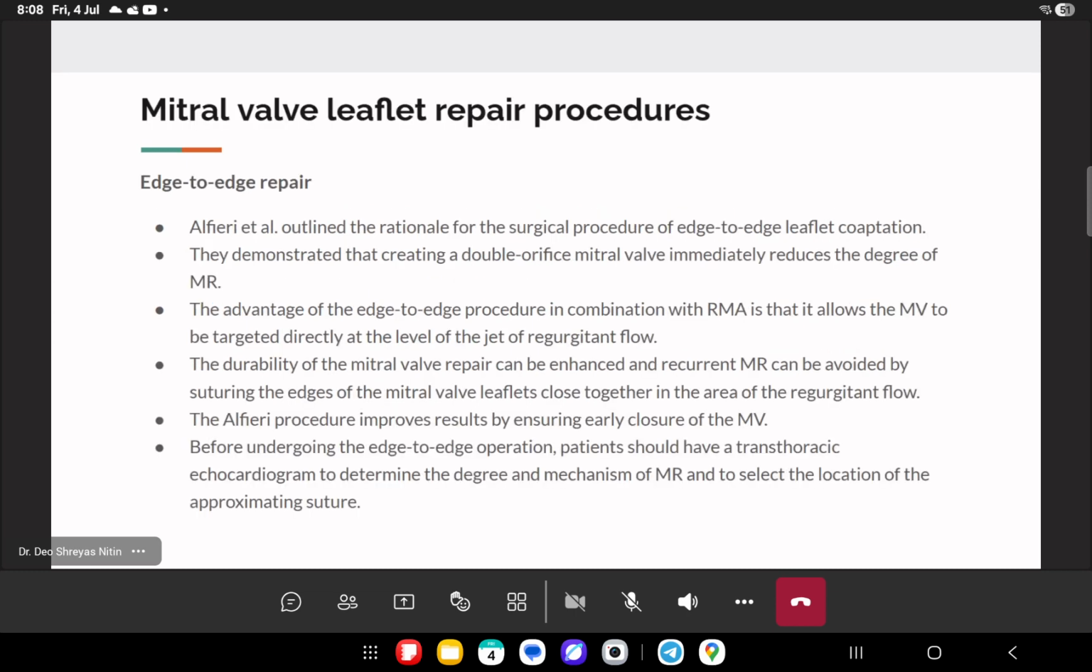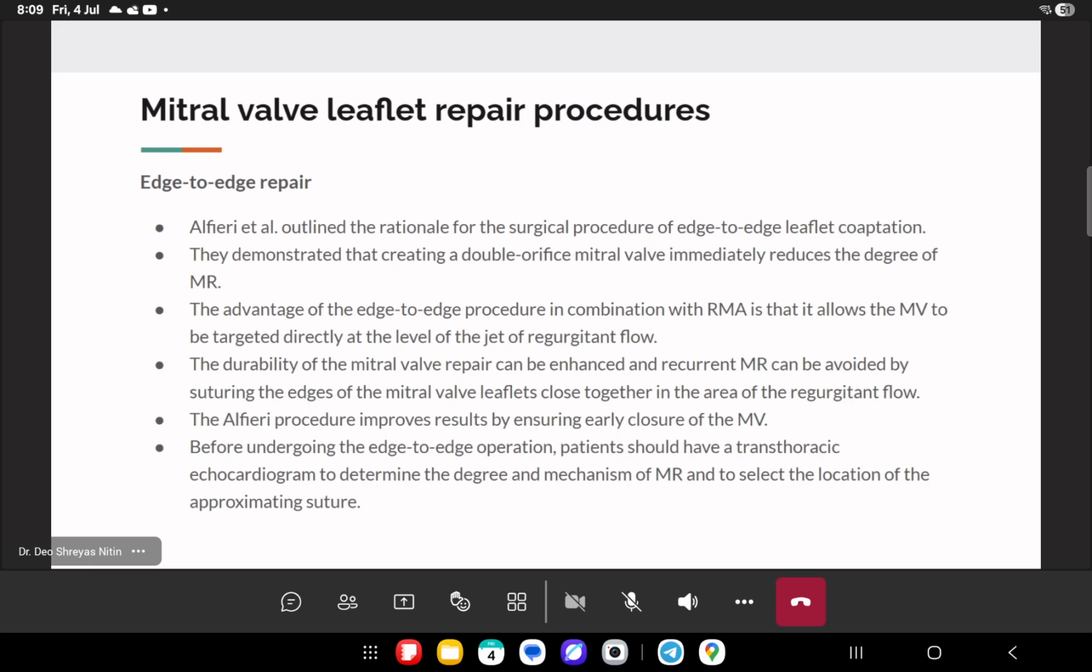Mitral valve leaflet repair procedures. H2H repair. Alfieri et al. outlined the rationale for the surgical procedure of H2H leaflet coaptation. They demonstrated that creating a double orifice mitral valve immediately reduces the degree of mitral regurgitation. The advantage of the H2H procedure in combination with restricted mitral annuloplasty is that it allows the mitral valve to be targeted directly at the level of the jet of regurgitant flow.